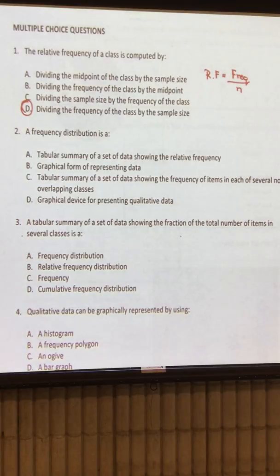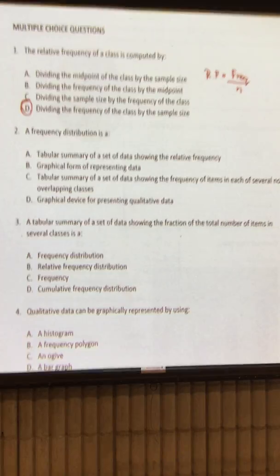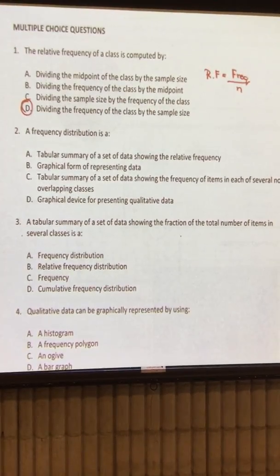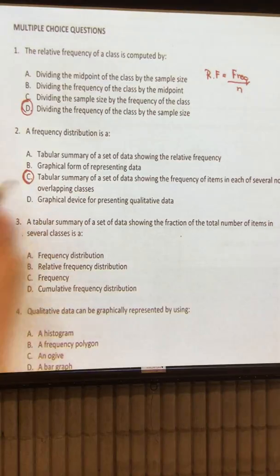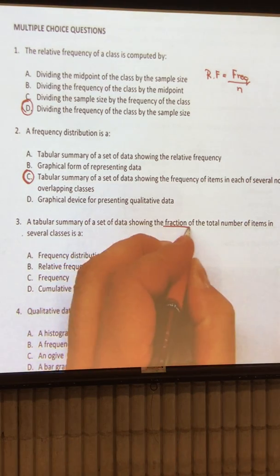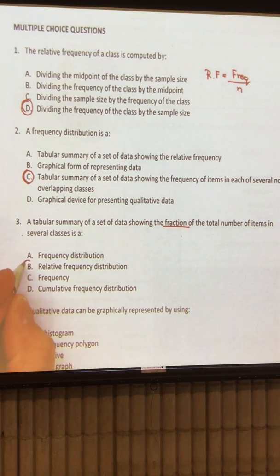Number 2, a frequency distribution is a tabular summary of a set of data that shows the frequency of items in each of the several non-overlapping classes. So this is going to be C. Multiple choice 3, the keyword is fraction. So this is going to be the relative frequency distribution.